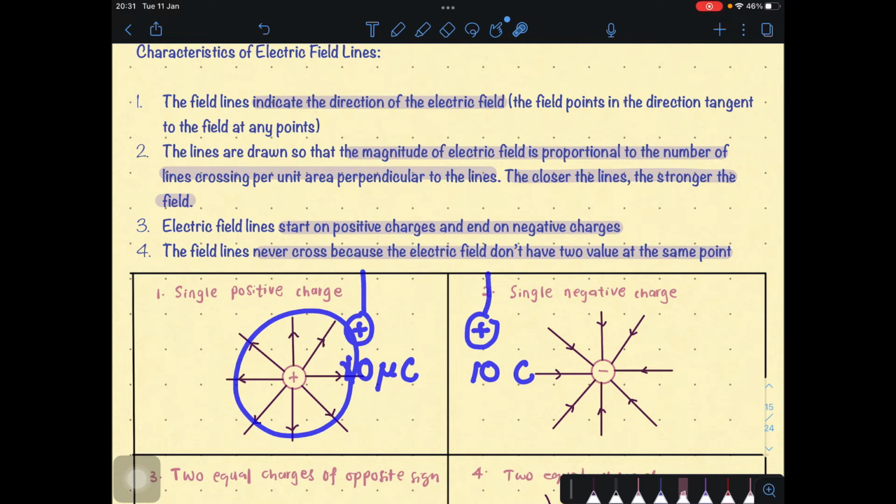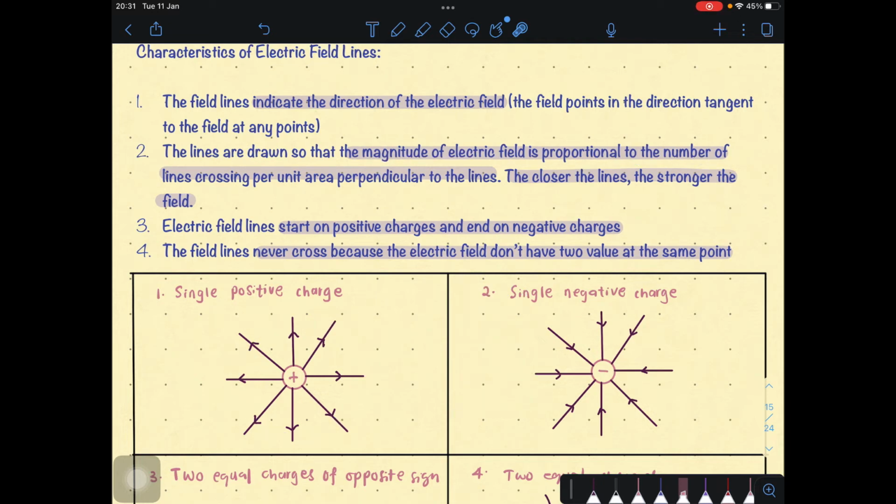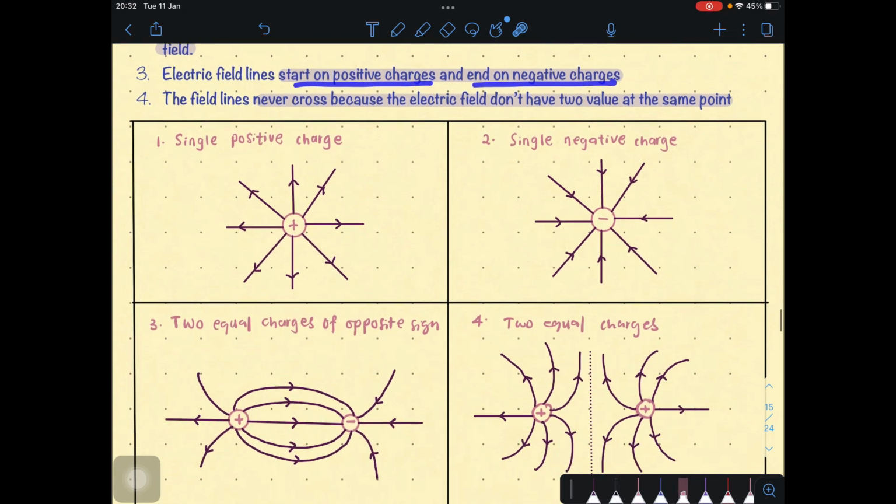Dia akan ada direction going outwards, tetapi the lines will be different. Sebab dia cakap dekat sini, the magnitude of electric field is proportional to the number of lines. So maksudnya untuk 10 coulomb, lines dia lebih banyak berbanding untuk 10 microcoulomb. So mungkin line dia ada 4 je, macam tu lah. Okay, next one, electric field lines start on positive charges and end on negative charges. So it starts on positive charge and then going towards the negative charge.